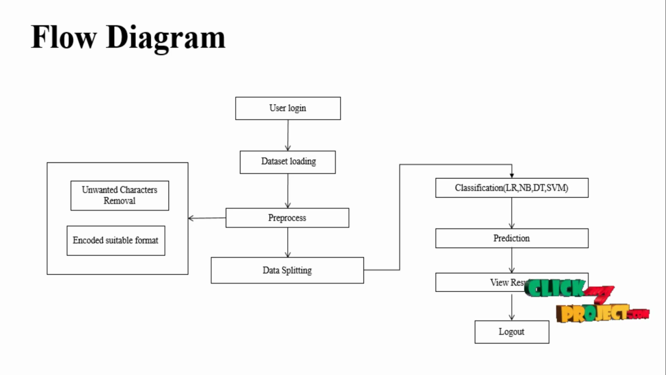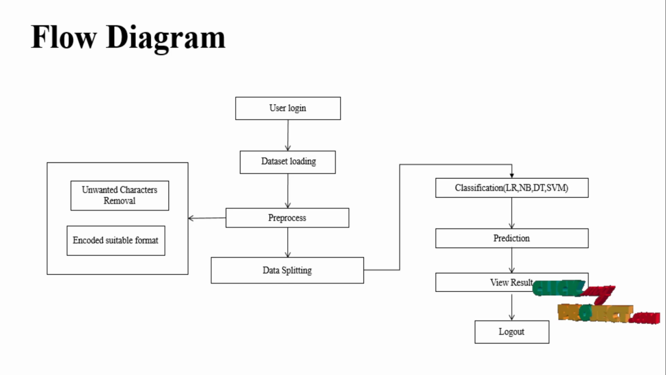It is our flow diagram. First, the user can log in with his username and password. If they don't have an account, they first register. After login, the user can select the dataset and load it into the system. After loading the data, the next step is pre-processing.